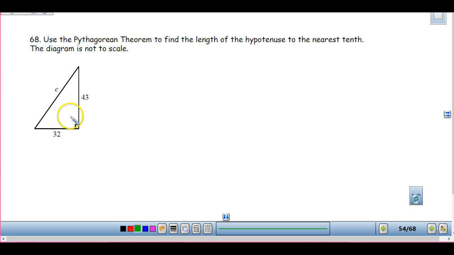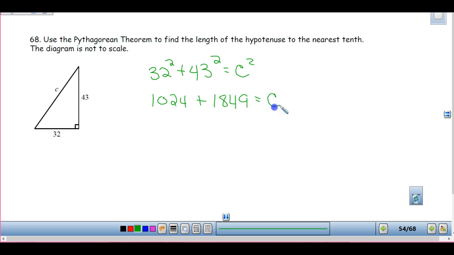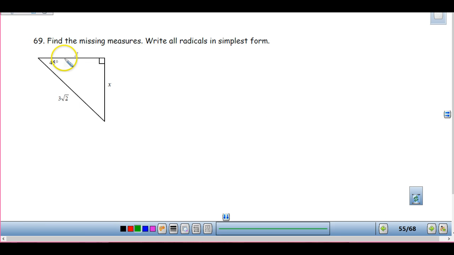Okay, more Pythagorean theorem, 32 squared plus 43 squared equals c squared. So we end up with 1024 plus 1849 equals c squared. And we end up with 2873 equals c squared, and c is going to equal 53.6.